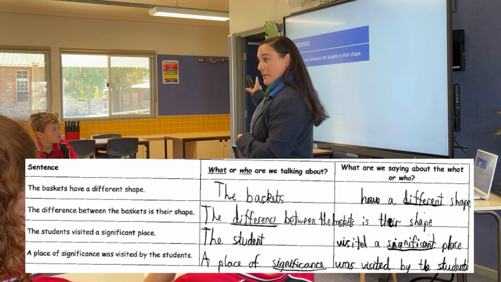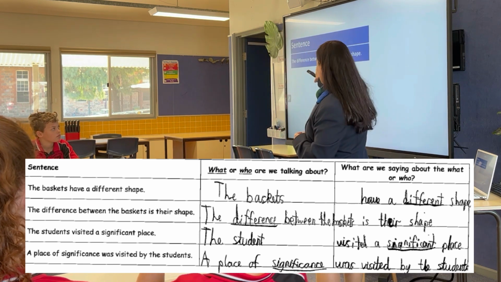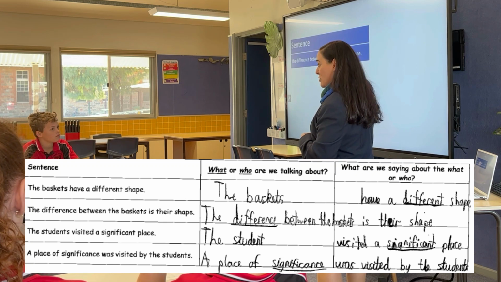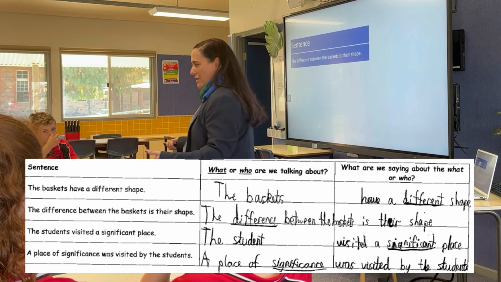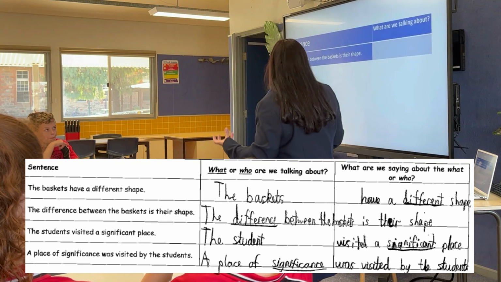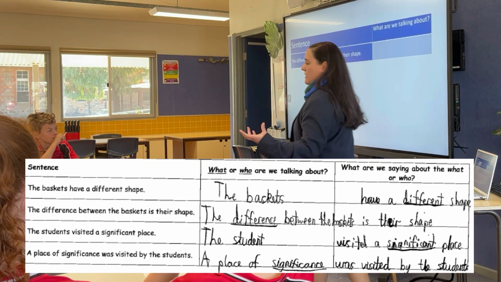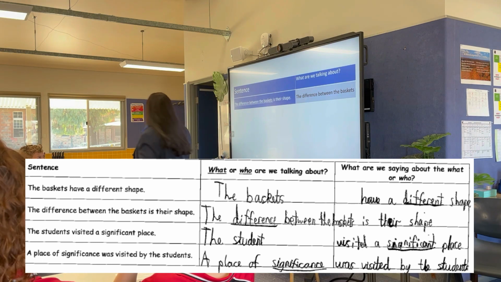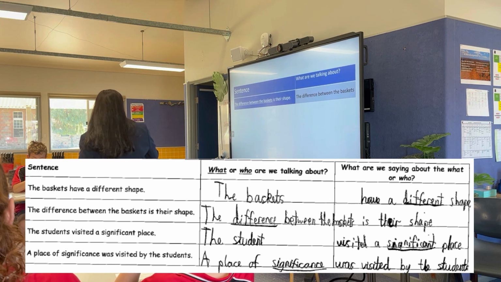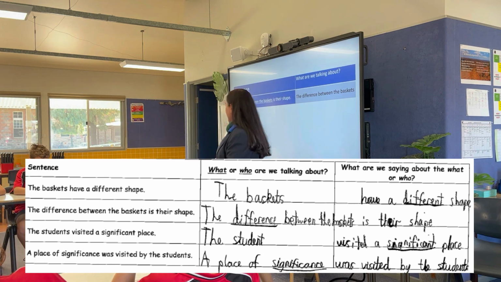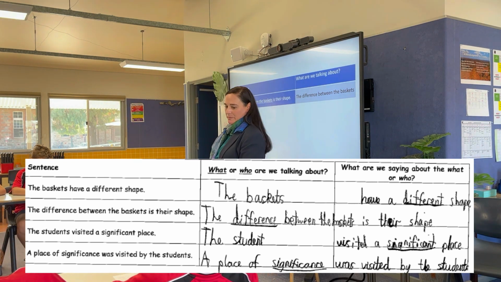Read the sentence with me. The difference between the baskets is their shape. So I'm saying the same thing in a way, aren't I? But what am I saying? So what are we talking about now? It's the difference between the baskets. So can I get you to write that first part of the sentence? The difference between the baskets. That's what we're talking about now.